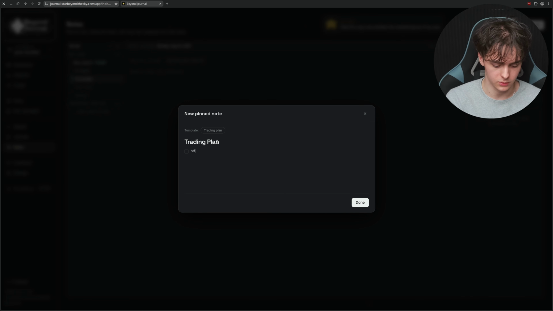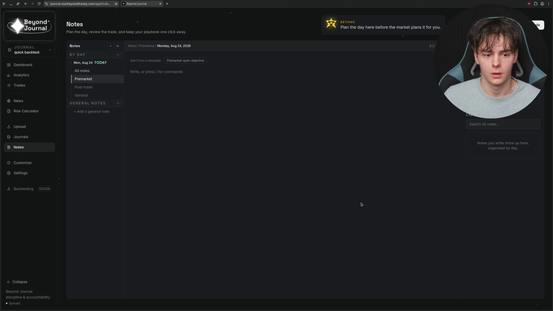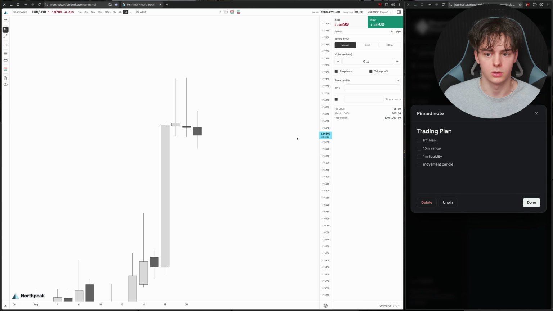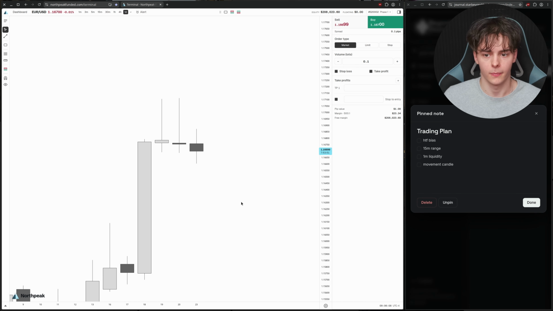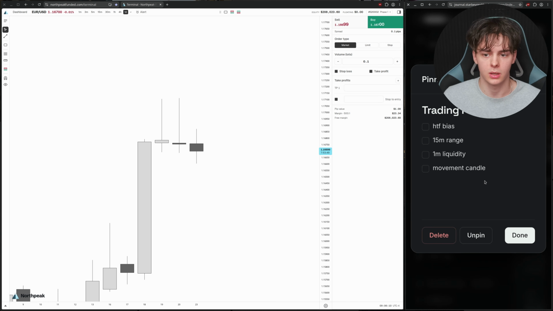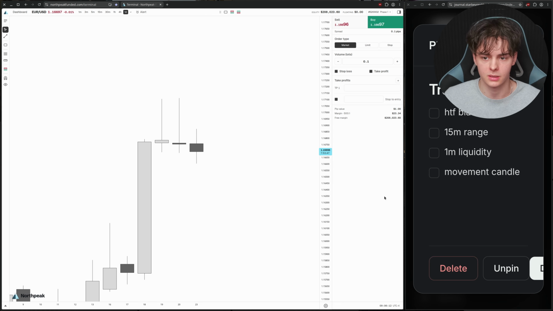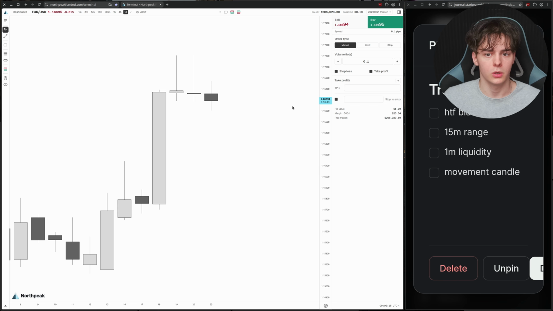The first one is going to be the higher time frame bias. The next one is going to be the 50-minute range. The next one is going to be the 1 minute liquidity raid. And then what else do we have? Movement candle. There we go. Okay, now we have all of that. We're going to be minimizing it again. So this is going to be our trading plan, and we're going to be executing it flawlessly as usual. So on the daily time frame, where do we want to trade into?